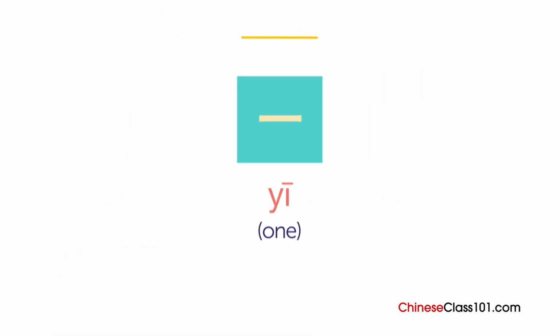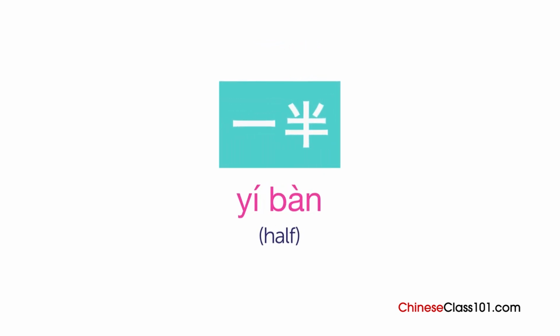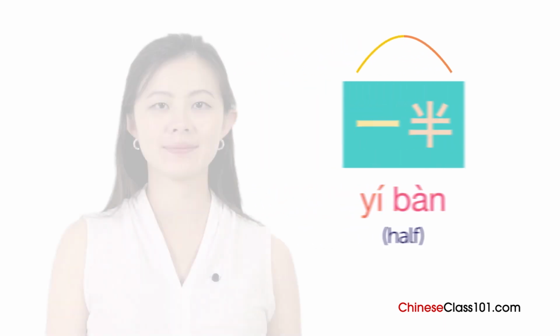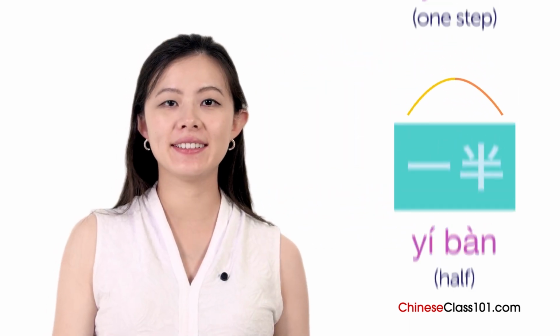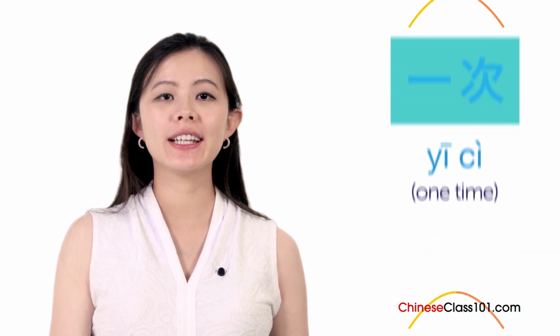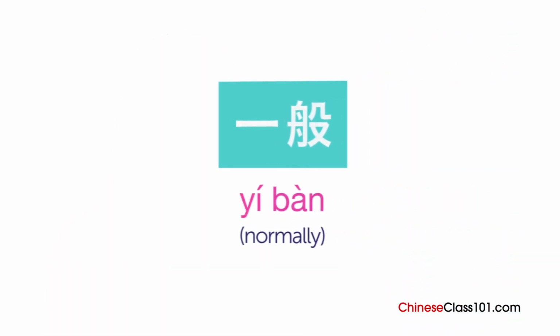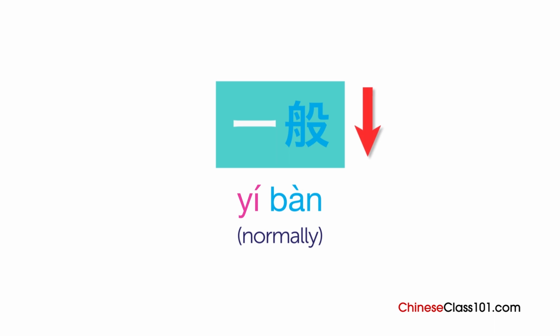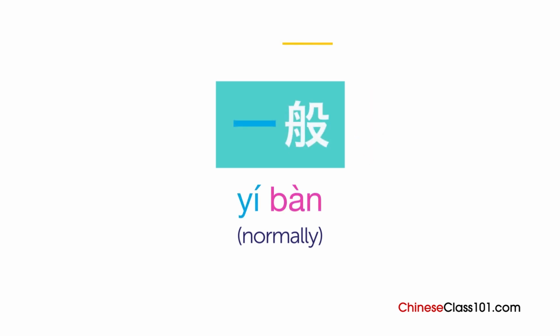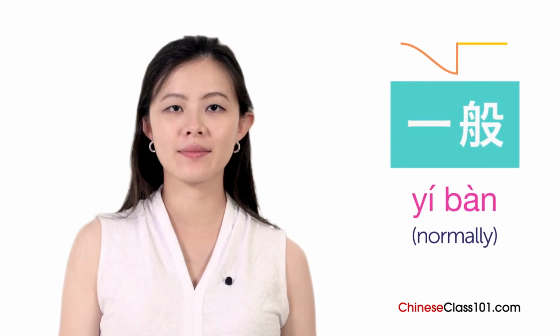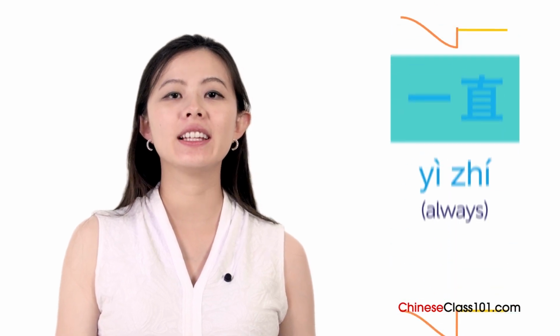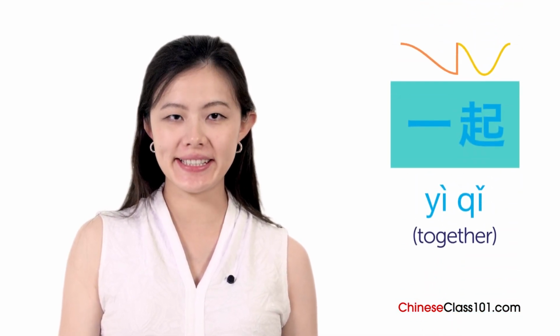一, This character is a high tone by itself or when it's used as a number. However, for all other cases, if the next tone is a falling tone, it should be pronounced as a rising tone. 一半, 一步, 一次. And when the next tone is any other tone that isn't a falling tone, then it'll be pronounced as a falling tone. 一般, 一直, 一起.